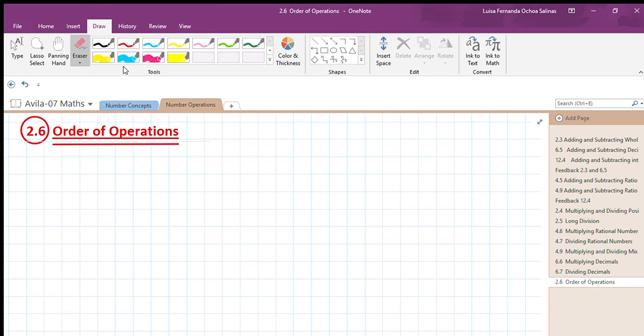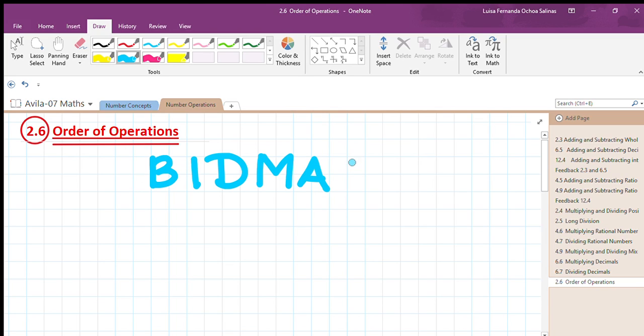So what are these set of operations? You have learned this acronym. It's BIDMAS. Some of you might have learned BODMAS, and I recommend that you use BIDMAS from now on. I've seen in primary schools that they use the O for order, but what we use here from now on is going to be BIDMAS. So what is it? It's brackets, indices, division, multiplication, addition, and subtraction.